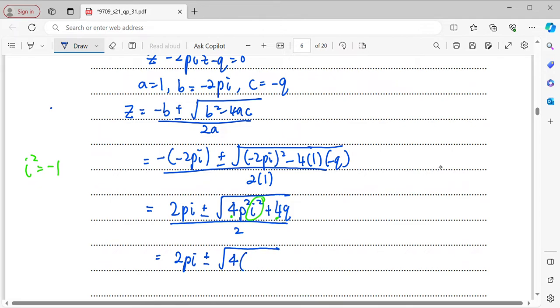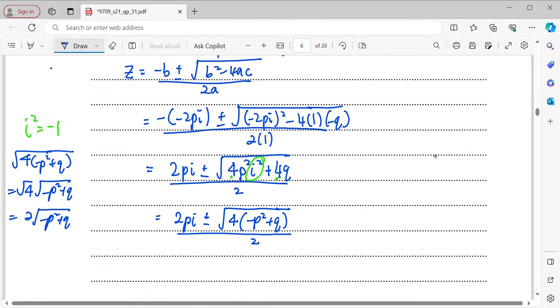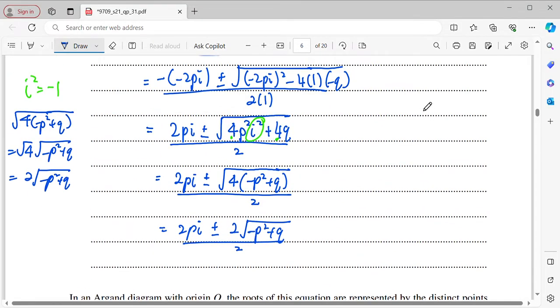Then you will be getting negative p squared plus q over 2. And then the square root of 4 minus p squared plus q. This is going to be square root 4 times the square root of minus p squared plus q. So the square root 4 becomes 2. Okay, so then from here I will write 2pi plus minus 2 square root negative p squared plus q divided by 2. Then from here I will be getting the roots.